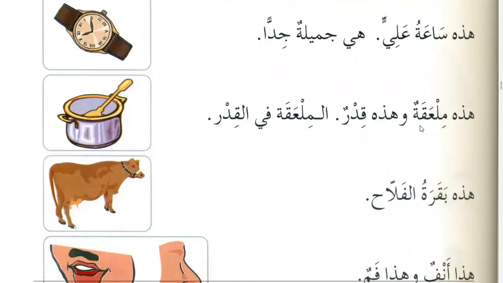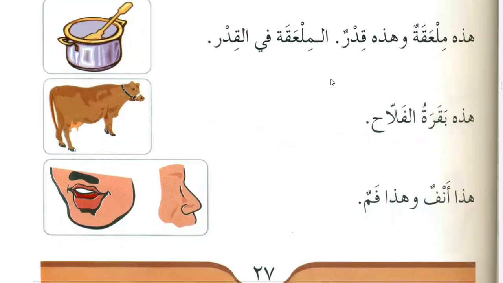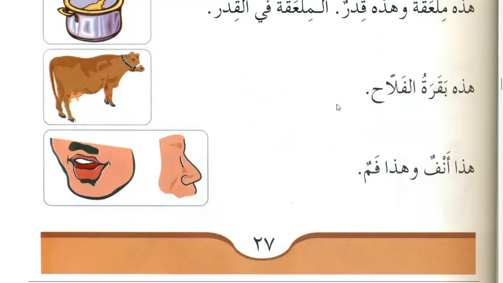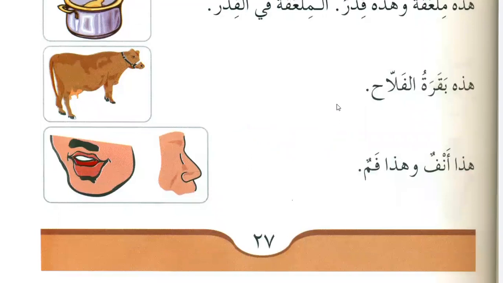This is the spoon and this is the pot. The spoon is in the pot. How many children do you have, Miss Vidad? That's six. Six children, mashallah, very good.